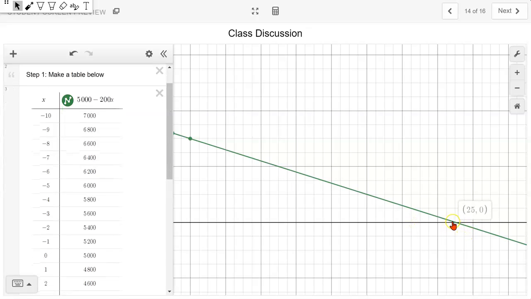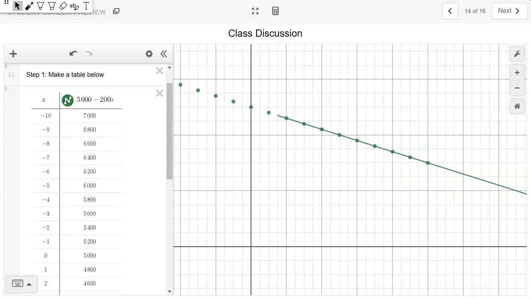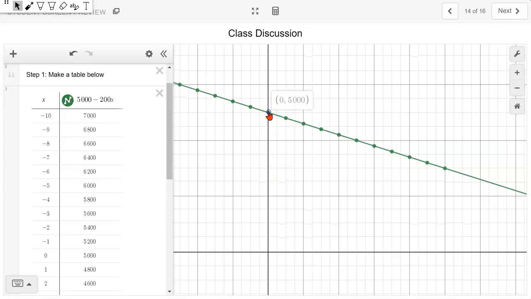The point on the x-axis is the x-intercept, that is when y is 0, and the y-intercept is the point on the y-axis, (0, 5,000). And that's it for our class discussion.